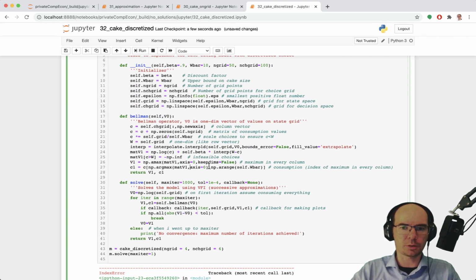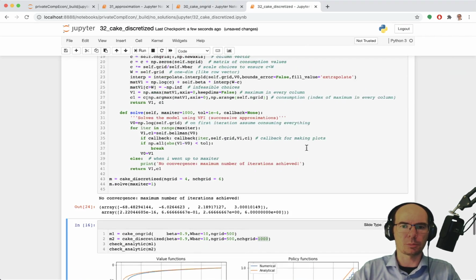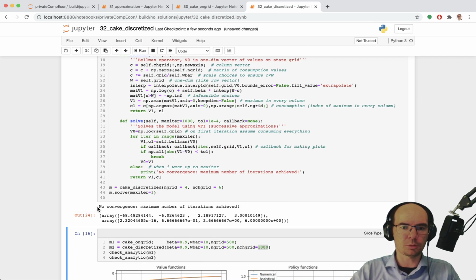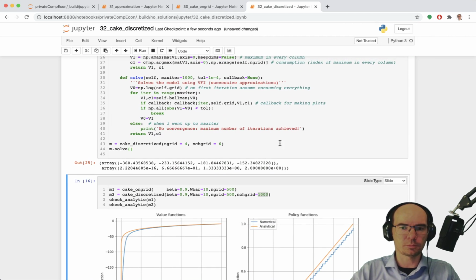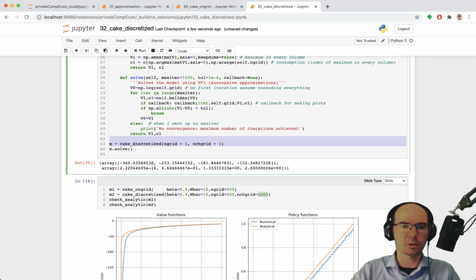Yes, of course, this shouldn't be W bar. This should be N grid. That was a mistake. No convergence. Maximum number of iterations achieved. Well, of course, because we have only one. And like this, things look better.